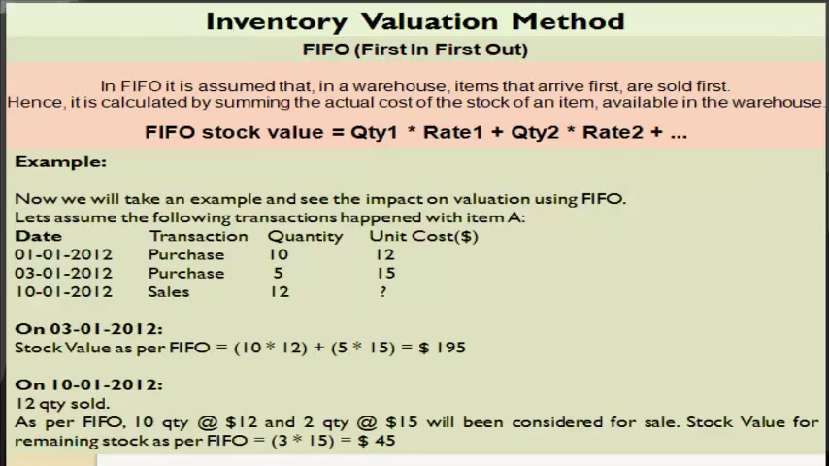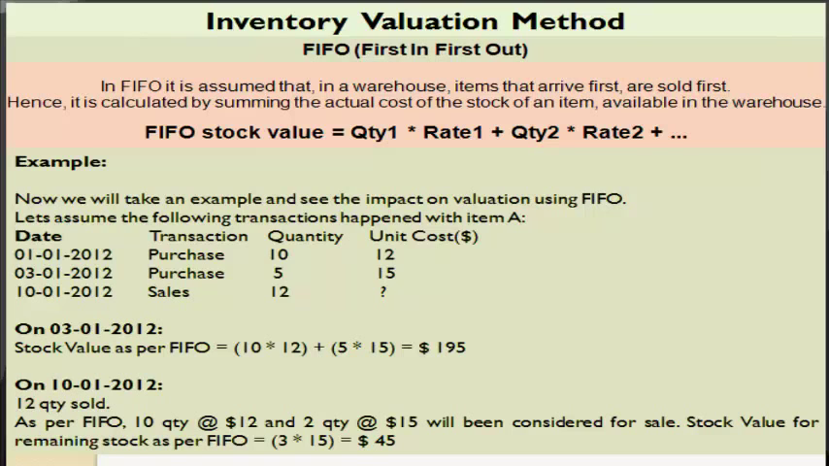Next is FIFO, or first in first out. In FIFO, it is assumed that in a warehouse, items that arrive first are sold first. Hence, it is calculated by summing the actual cost of the stock of an item available in the warehouse. Let us understand by an example.